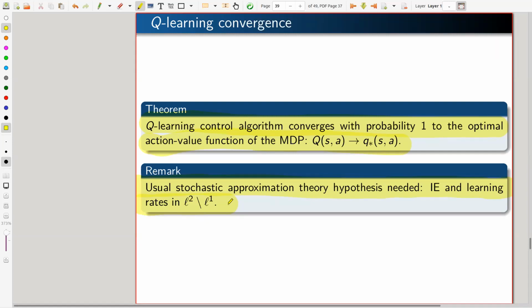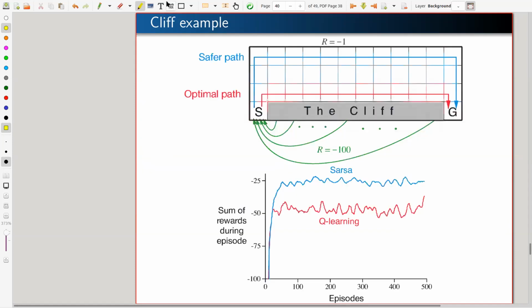We have, of course, already greedy in the limit because the policy is the greedy one, but we need infinite exploration, then the learning rate in this L2, but not in L1. Okay, just to show you a graph, and then we can end.